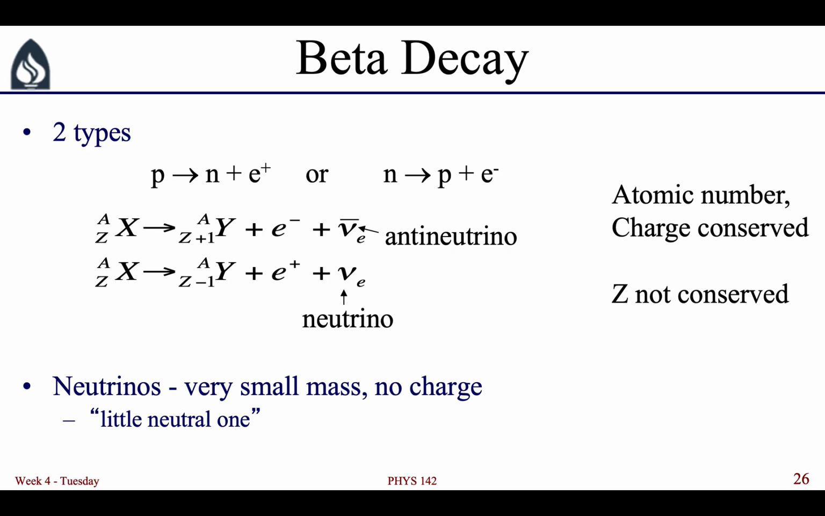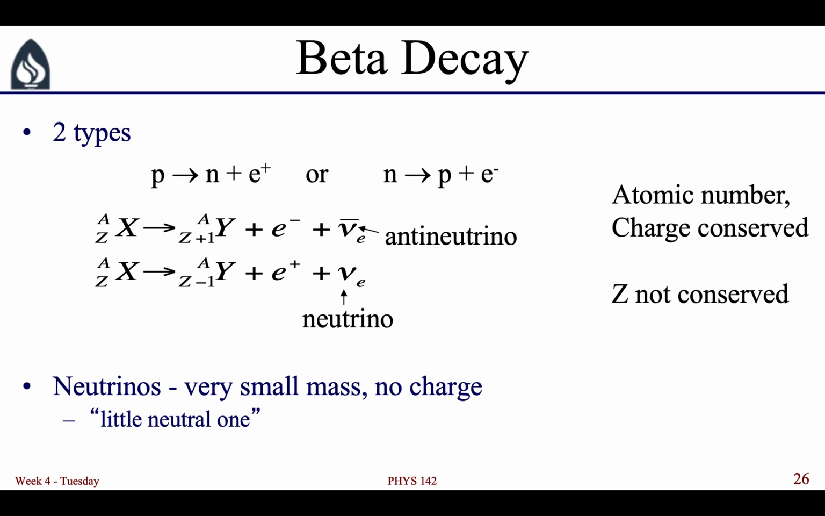There are two types of beta decay, the kind that produces an electron and the kind that produces a positron. When we produce a positron, a proton is turning into a neutron. Then to conserve charge, a positron is also produced. Otherwise, we can have beta decay by having a neutron turn into a proton, and then an electron is produced in order to conserve charge.